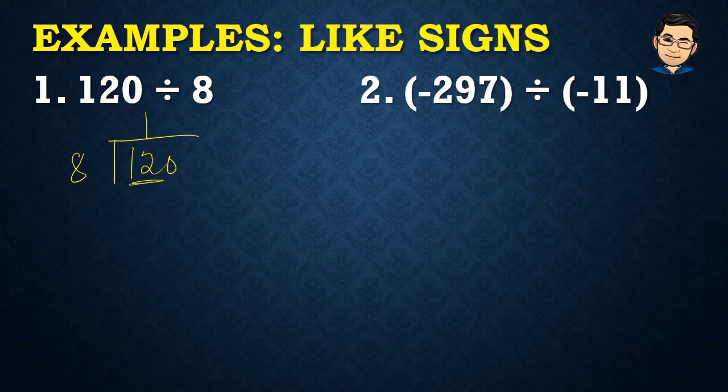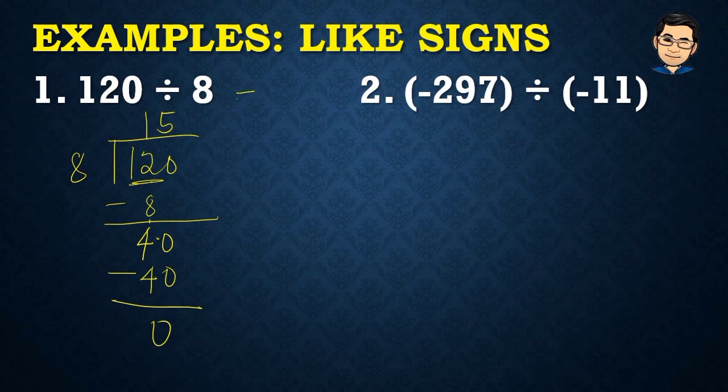And then 1 times 8, that is 8. And then we subtract. 12 minus 8, that is 4. And then bring down 0. Now 40 divided by 8, that is 5. So 5 times 8, that is 40. And then we subtract, so the remainder will be 0. So if we divide 120 by 8, the answer or the quotient is 15.